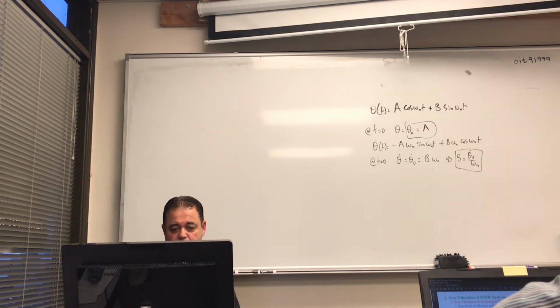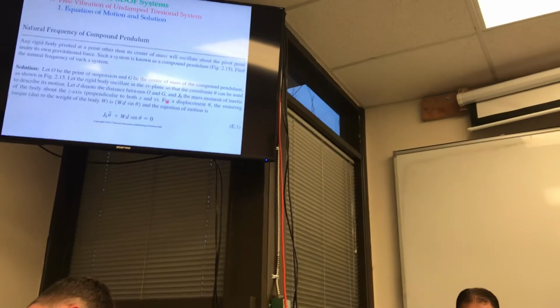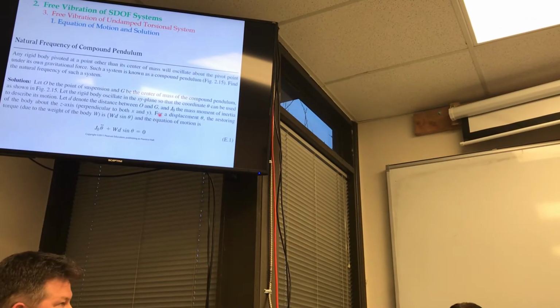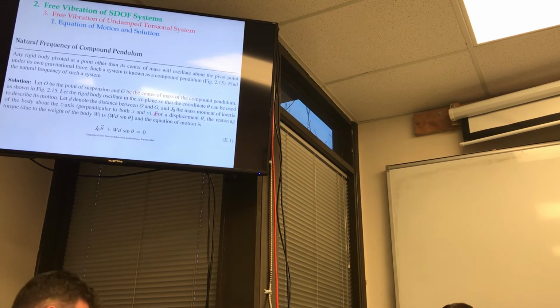An example of this is finding the natural frequency of a compound pendulum. A compound pendulum is any rigid body, not a cord with a mass at the end, that is rotating about a point other than its center of gravity. Any rigid body pivoted at a point other than its center of mass will oscillate about the pivot point under its own gravitational force. Such a system is known as a compound pendulum.